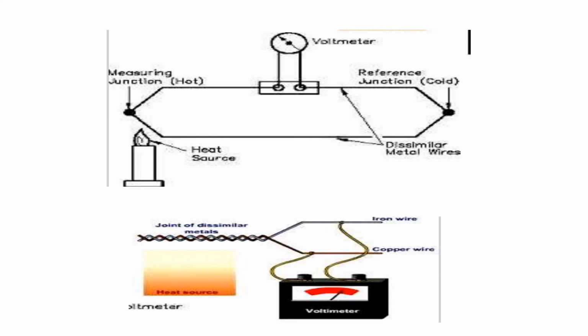When the heat is raised, it will raise a voltage that can be calibrated and measured in terms of temperature. That is, we have to fix the values: for 1 volt, this is the temperature, for 2 volts, this is the temperature. Likewise, we fix them and we can convert and measure the temperature.